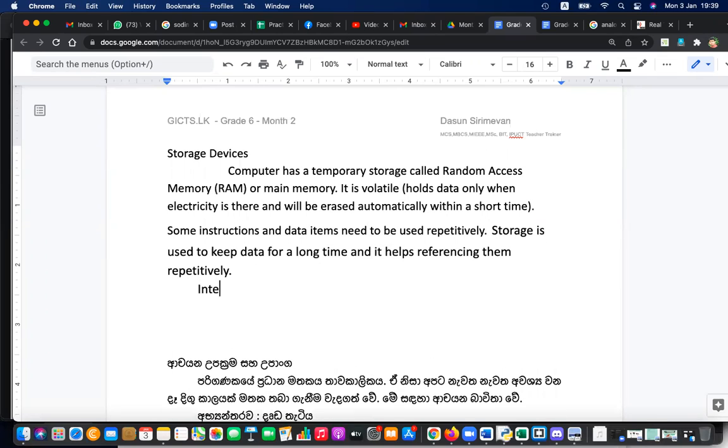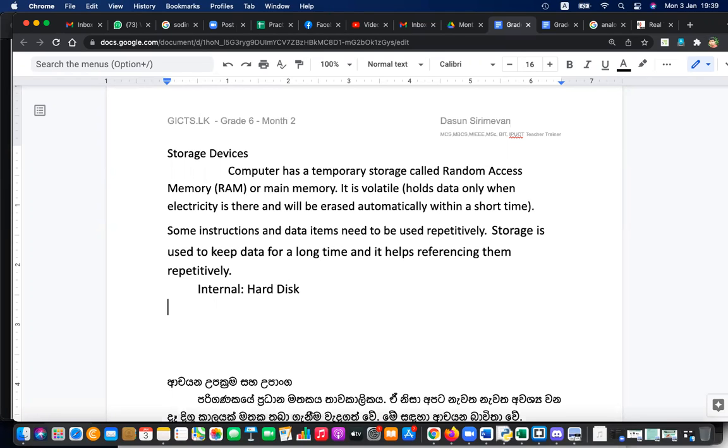There are internal storages. So what are internal? You can say hard disk. Hard disk is internal storage. And there are external ones too. External ones, you can say CD. So these are called actually optical disks. So CD, DVD, Blu-ray, all these are optical disks.